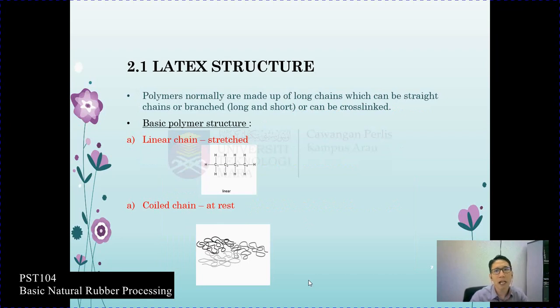Okay, polymer normally are made up of a long chain which can be straight chains or branches, long and short, or can be cross-linked. Basic polymer structure having a linear chain which is a stretch. Okay, this is the basic structure of linear chain, and then we have a coil structure at rest. So when you are not stretching your structure of polymer, it will be coil or at rest. Okay, in relaxed state, it will be a coil chain.